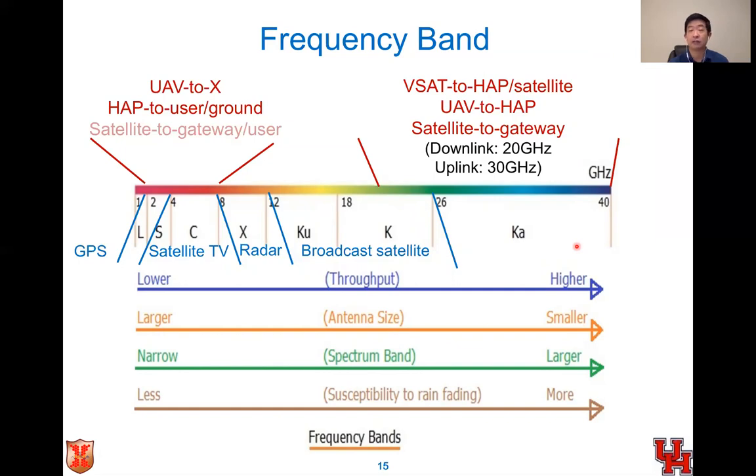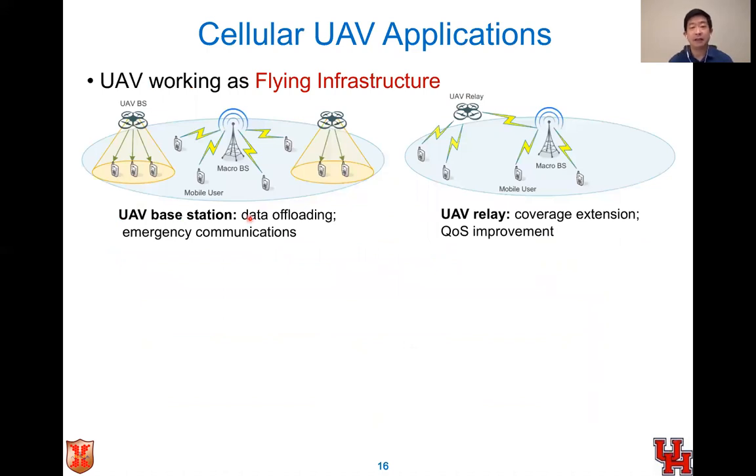Because the other frequencies are either used by other applications, for example, X-band is used by radar, SAR, or some of the bandwidth has atmospheric absorption, so it cannot go out to space easily.